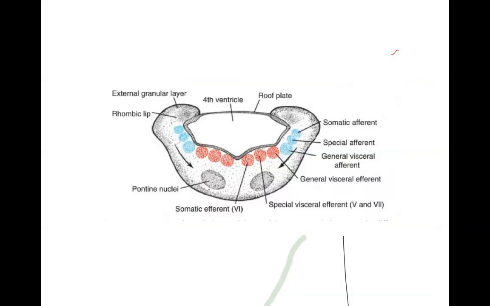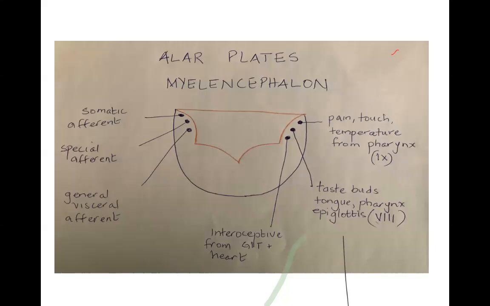I want you to see the same thing in this diagram. You can see we're now talking about the metencephalon, which means pons. And we are again talking about the floor of the fourth ventricle. Somatic efferent, sixth nerve. Special visceral efferent, fifth and seventh. General visceral efferent to the sublingual and submandibular salivary glands. Now we come to alar plates.